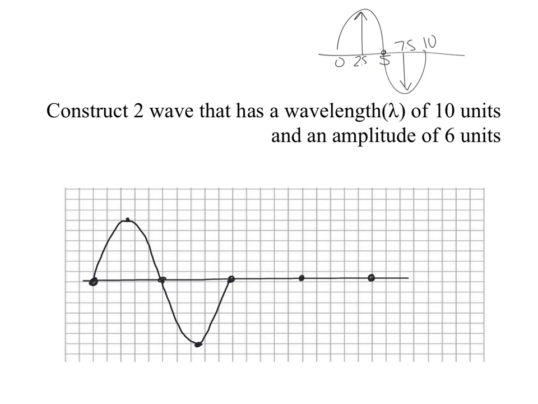Over 2.5, up 6. Over to 7.5, down 6. And then I would reconnect. Okay. So there are my 2 waves.